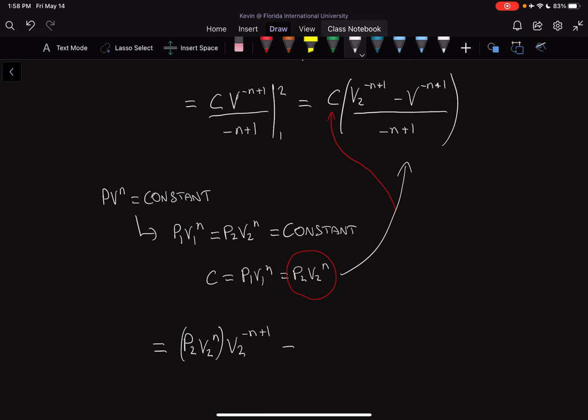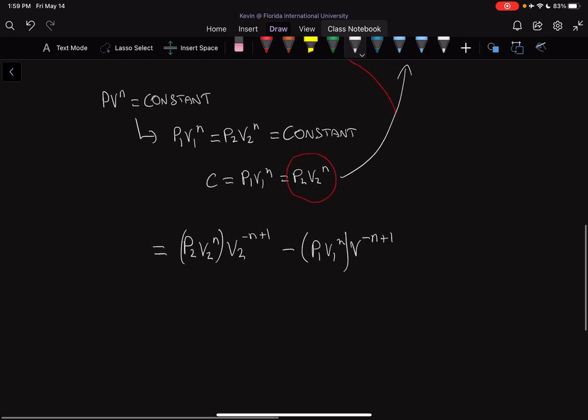So we can use both terms. So I'm going to do P1 V1 to the n, it's the same value as P2 V2 to the n, multiplied by V to the minus n plus 1. Okay, hopefully this makes sense mathematically. If it doesn't, take a minute to try and understand what's happening.